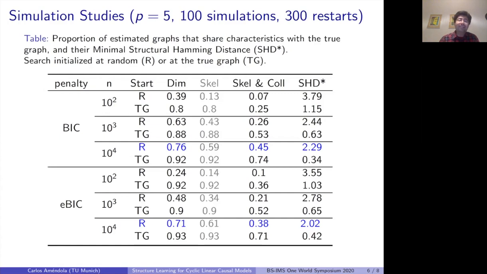The structural Hamming distance, SHD, is the number of edge changes, that is, additions, deletions, reversals, needed to take one graph to another. Here, SHD star is the minimum of all SHDs among all pairs of graphs that can be certified equivalent by our theorems. In the highlighted lines, it's about 2. That means, on average, our estimated graph needs 2 edge operations to reach the true equivalence class.